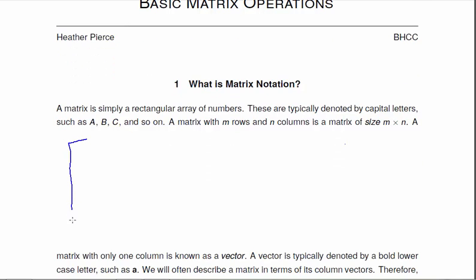So, for example, this matrix right here has 3 columns and 2 rows. So this would be a 2 by 3 matrix.